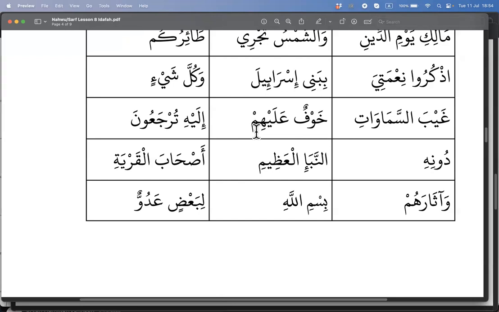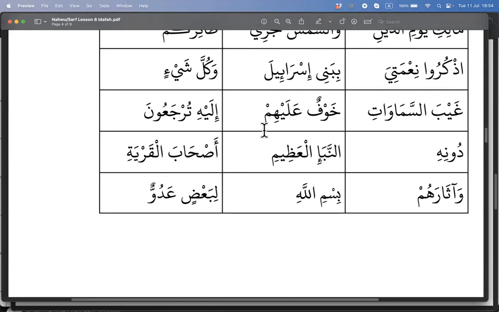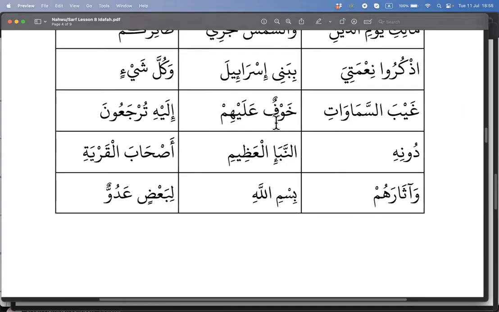When you see an attached pronoun, you should think of nasab or jar, right? It will only be jar if this word is an ism, then you call it an idafah. This is a different fragment. We will learn this in a bit. Here nothing. This is heavy, not light, so definitely not mudhaf also. Next one, ilaihi turja'una.